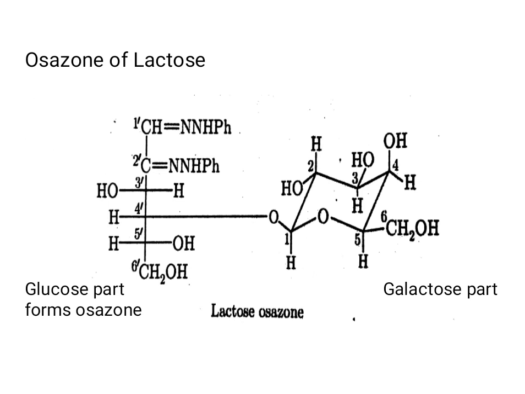Osazone of lactose. If you react phenylhydrazine with lactose, then this galactose part will remain unchanged because it contains the glycosidic linkage, and this glucose part will form the osazone because it bears the hemiacetal group.